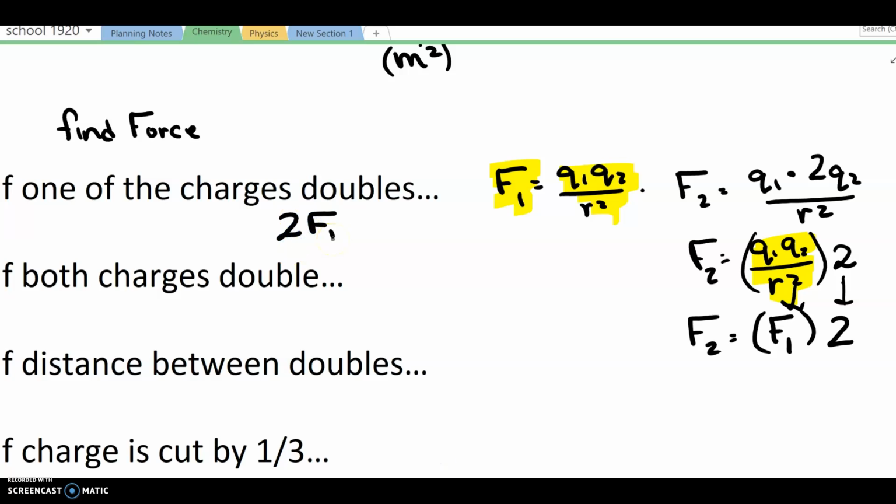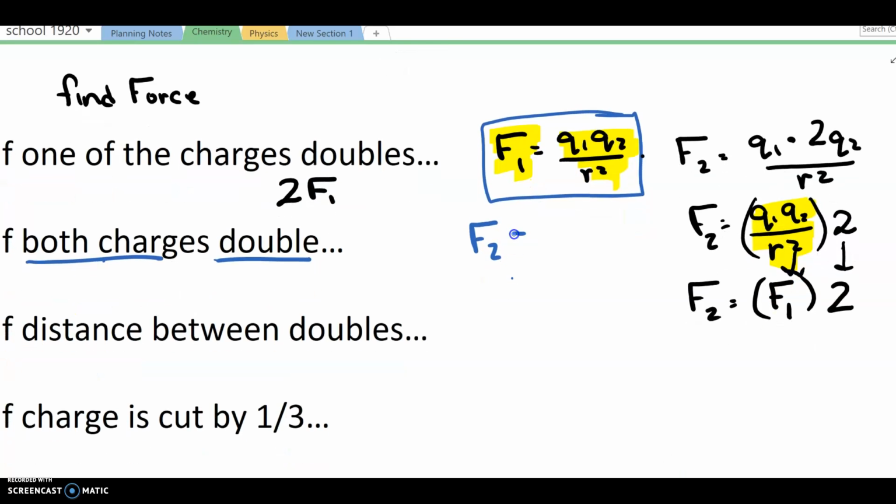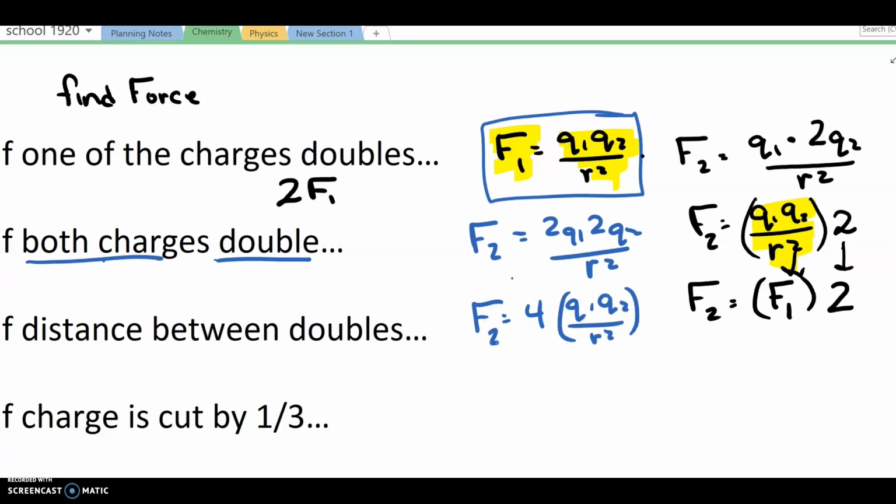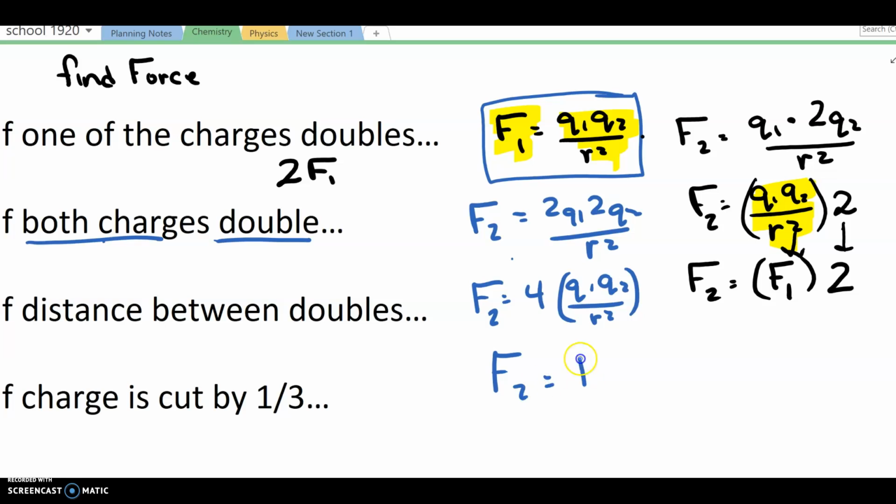What happens if both charges double? We can reason through this the same way. We would say that F1 was still this, and now our new F2, both charges double, so that would be 2Q1 and 2Q2 over the same distance squared. Rearranging that, 2 times 2 is 4, and Q1, Q2 over R squared. That's the same thing that F1 was, so F2 is now 4 times F1.